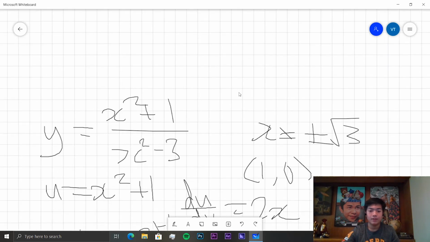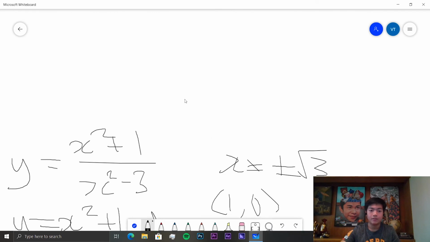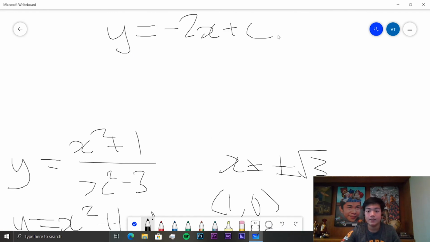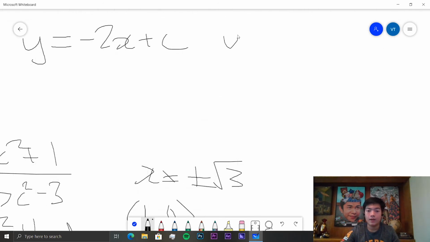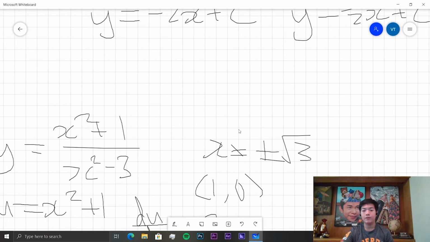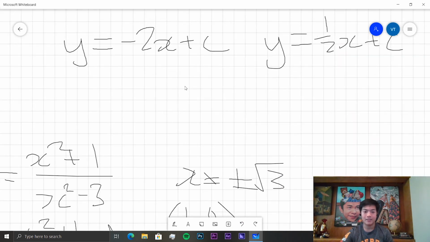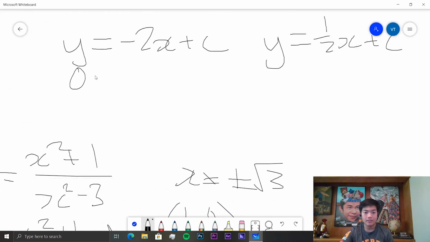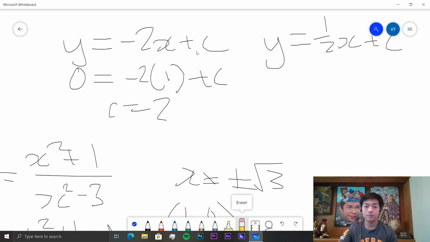So if we go back to the original equation, the tangent will be y is equal to negative 2x plus c, and the normal will be y is equal to 1/2 x plus c at this point 1, 0. So we got to substitute. Oh wait, we already have the coordinates 1, 0. So we can simply substitute this here. 0 is equal to negative 2 times 1 plus c. So c equals 2. So y equals negative 2x plus 2.